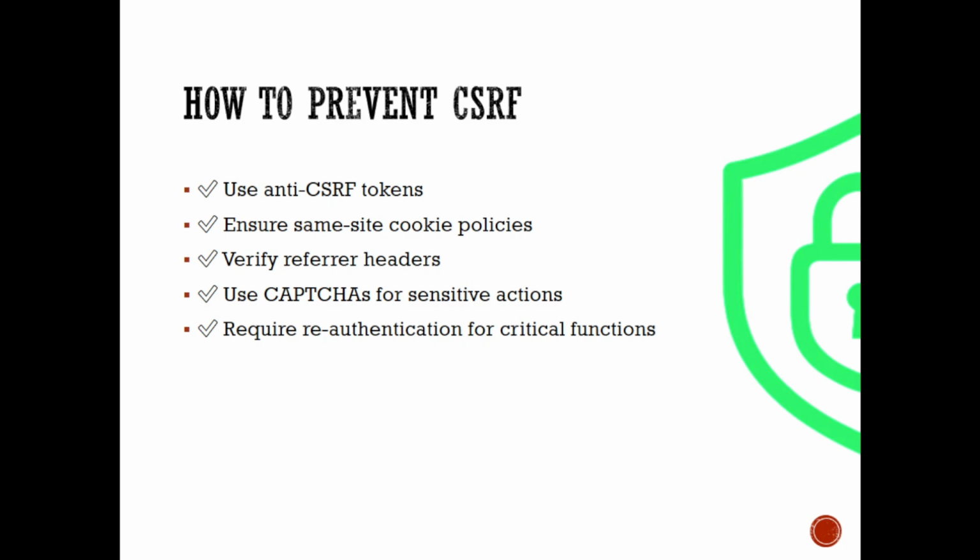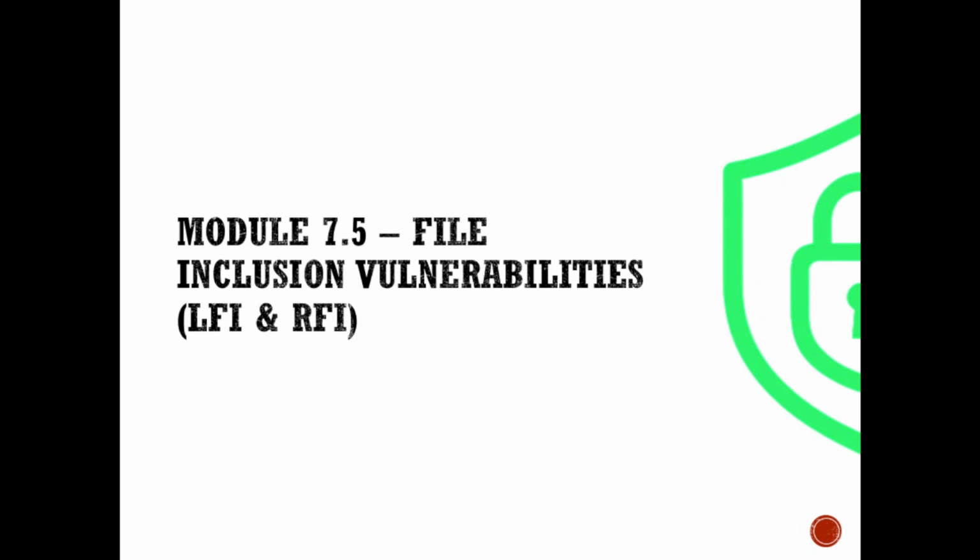Summary. In this module, we covered what CSRF is and how it works, real-world impact and examples, how to perform CSRF attacks for ethical testing, mitigation techniques developers must implement. Next, in 7.5, we'll jump into file inclusion vulnerabilities, where attackers can read or execute files on the server. Getting more powerful, aren't we? Module 7.5, File Inclusion Vulnerabilities, LFI and RFI.